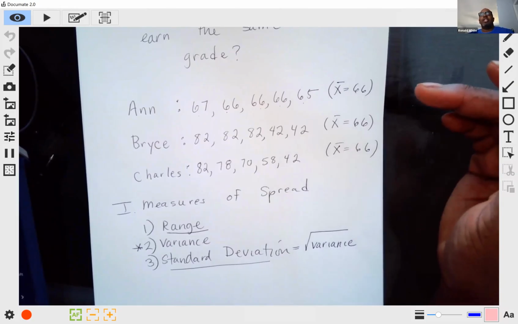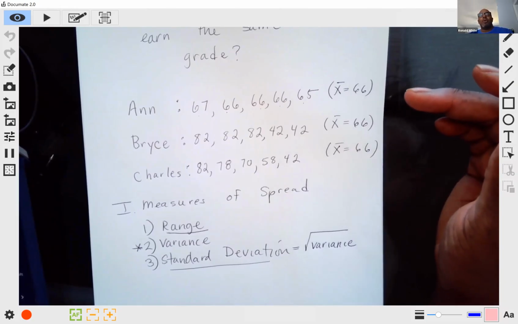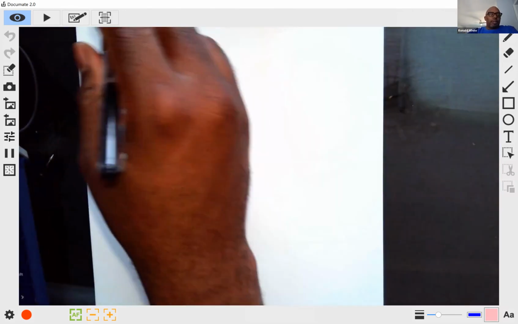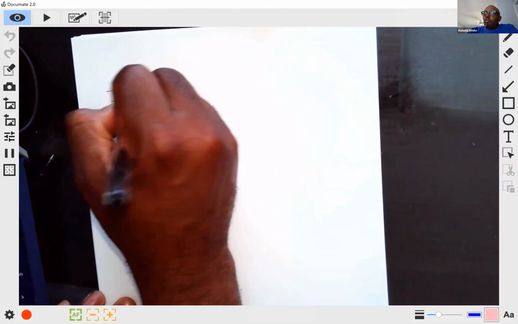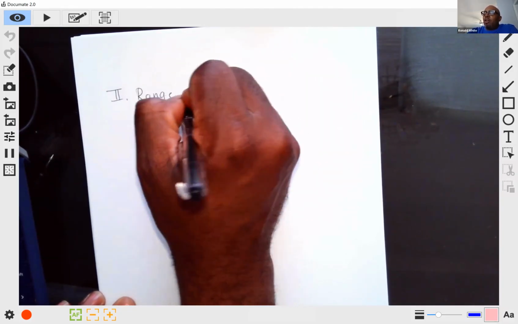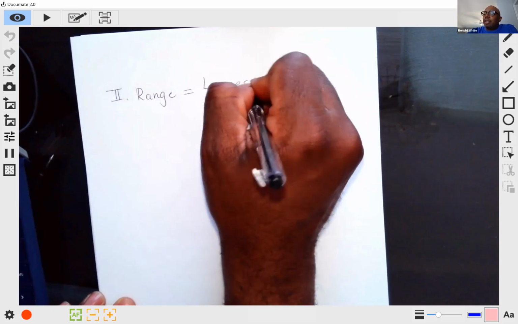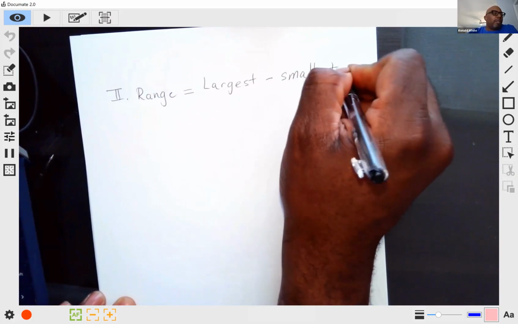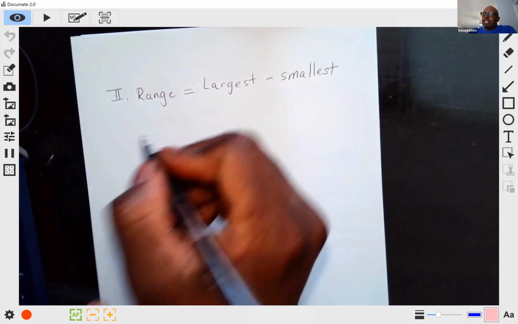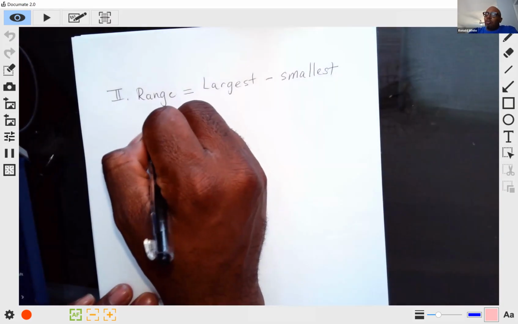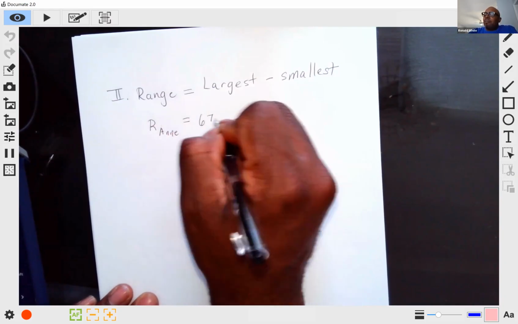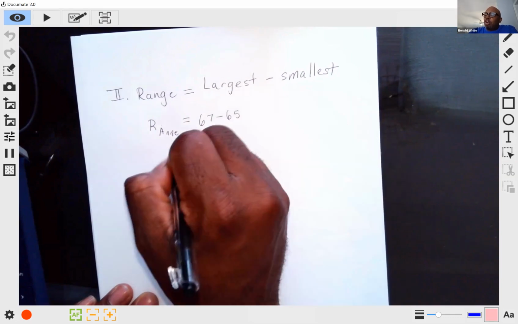I'm going to show you how to do them by hand. And then I'm going to show you how to use a calculator so that you can get your homework done very, very fast. All right, so Roman numeral 2, the range. The range can be found by taking the smallest number and subtracting it from the largest number. So if we were to look at Ann's grades, the range for Ann would be 67 minus 65, which means her range is 2.